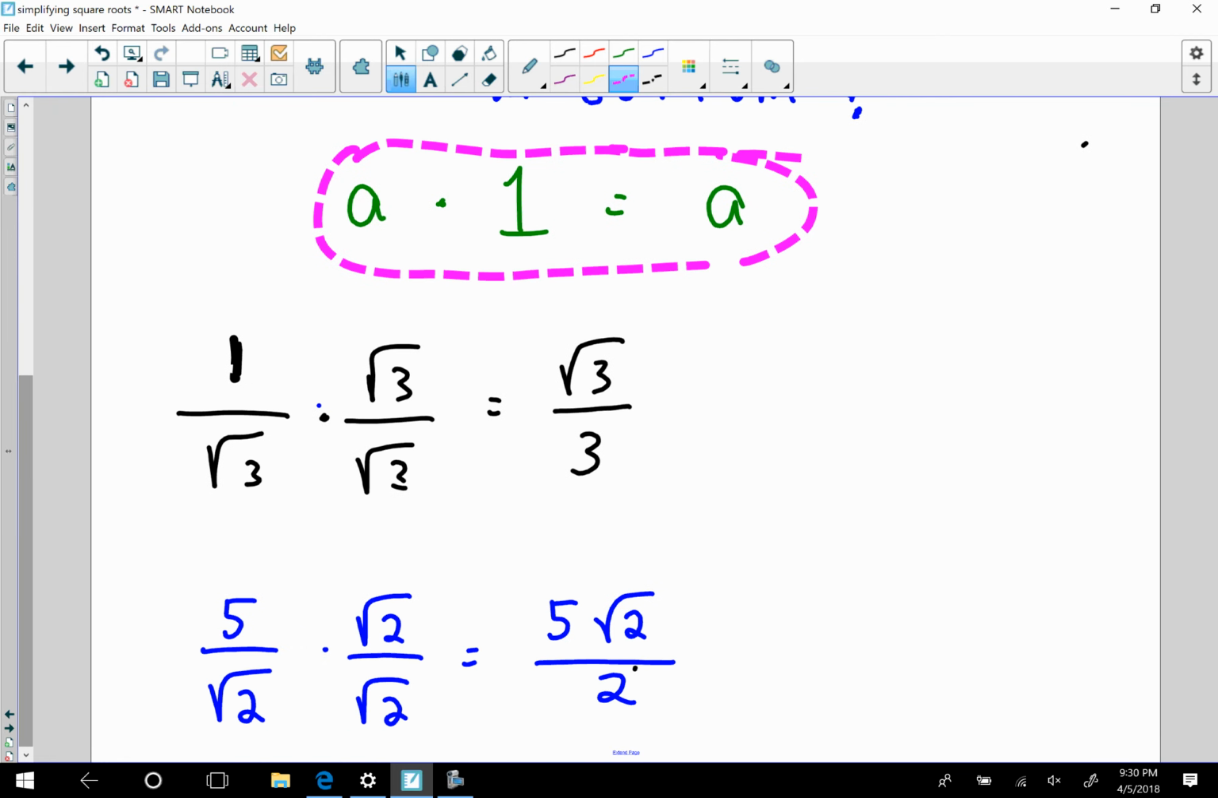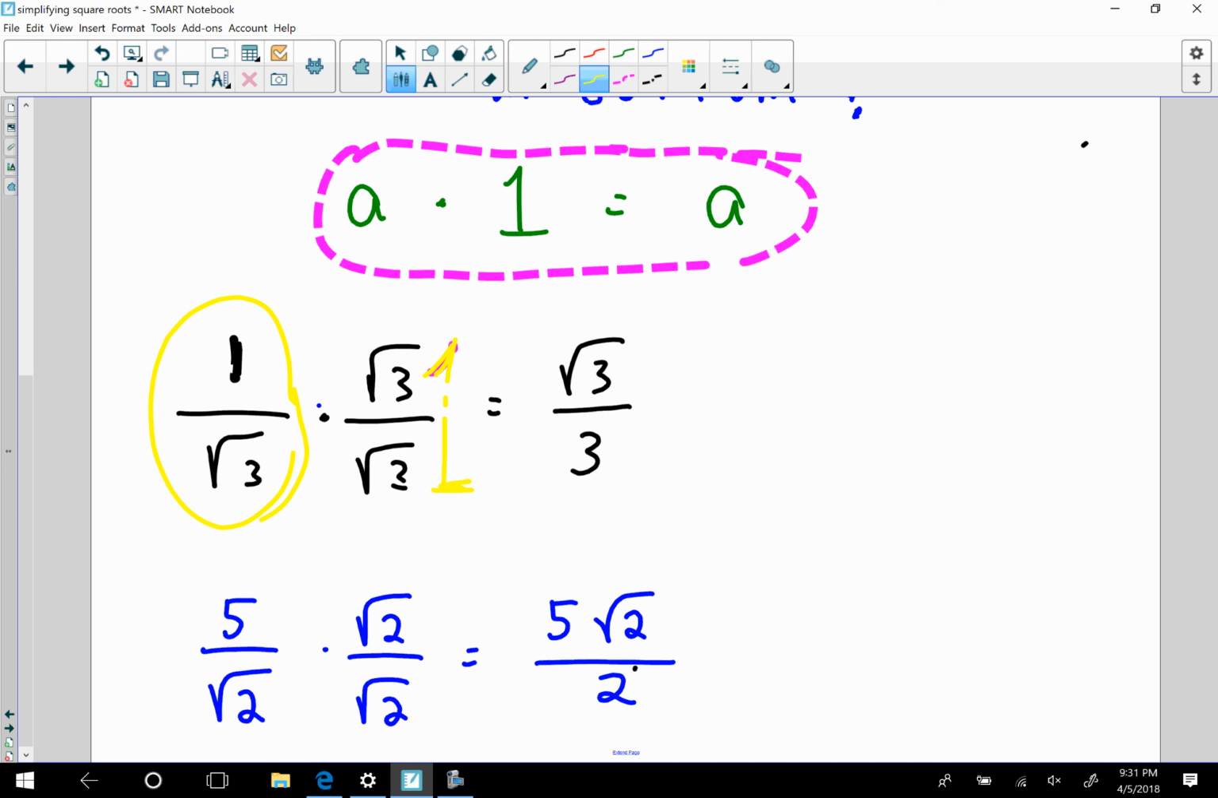So look here. 1 over the square root of 3, if I multiply that by square root of 3 over square root of 3, this is just another word for 1. Something divided by itself is 1. So if I multiply this times 1, it is going to have the same value. A times 1 is a, same value.